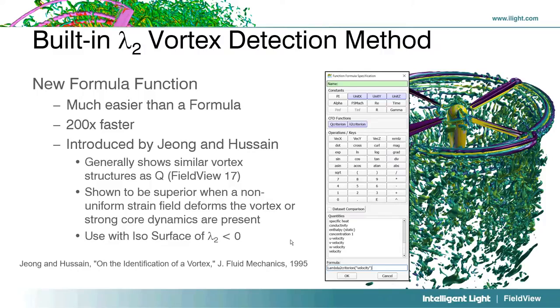I also want to mention that this vortex detection method, which by the way has been introduced by Jong and Hussein, what they recommend is that you look at negative values. I always want to point it out because that's the opposite as Q, in which you want to look at positive values. So just remember that with this new criteria, it's all about negative values for highlighting vortices in your flow.